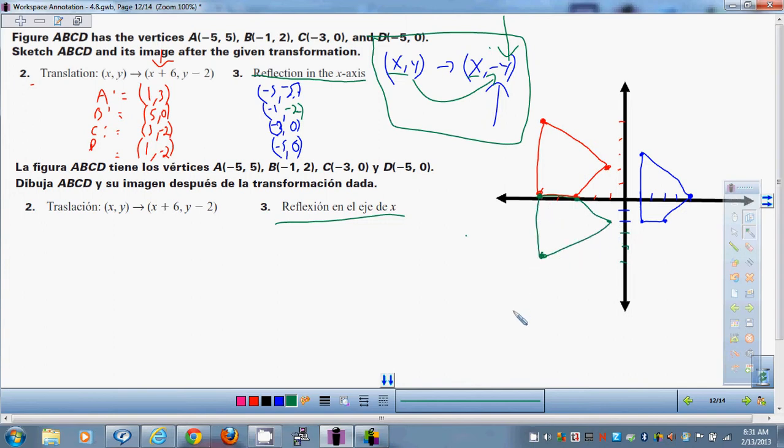Questions? Yes, sir. The red ones? That was for this part, we did this to every coordinate. We added 6 to the x value, so -5 plus 6 was 1. Then we did this to every y value. 5 minus 2 is 3. And we did that for every single point. Okay? Questions on any part of this problem or what you're going to be asked to do?